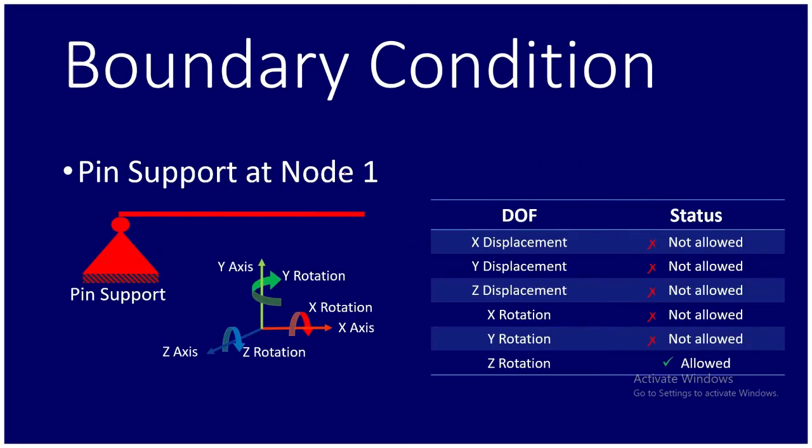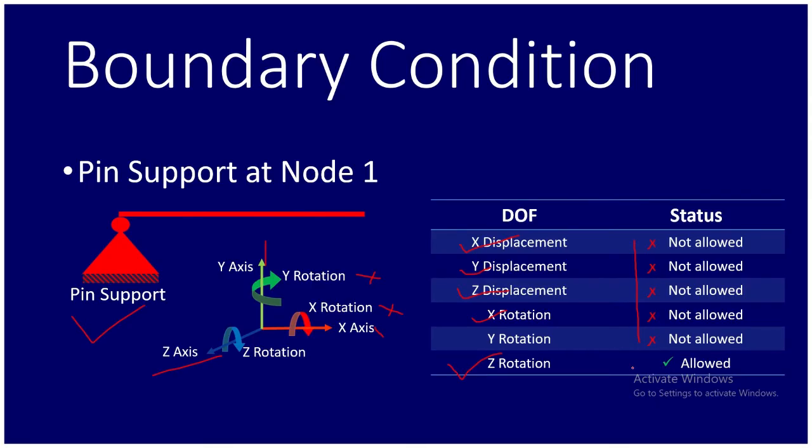Okay, so the first boundary condition is that we have to apply pin support, and to apply pin support we have to restrict these 5 degrees of freedom for node 1. So what are these 5 degrees of freedom? We have to restrict x displacement, then y displacement, and z displacement in the z direction. Then we have to restrict the rotation about the x-axis, and the rotation with respect to the y-axis will also be restricted, and only z rotation is allowed or permitted.